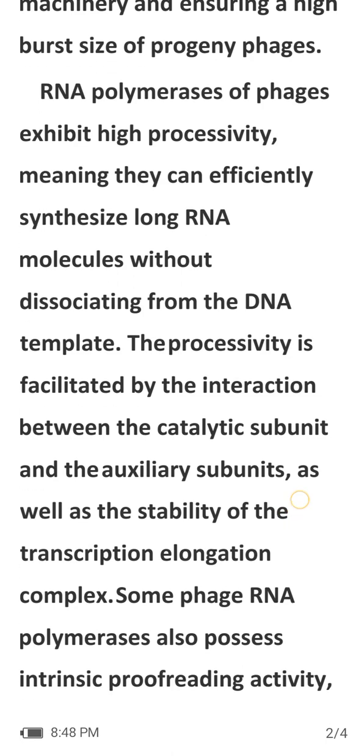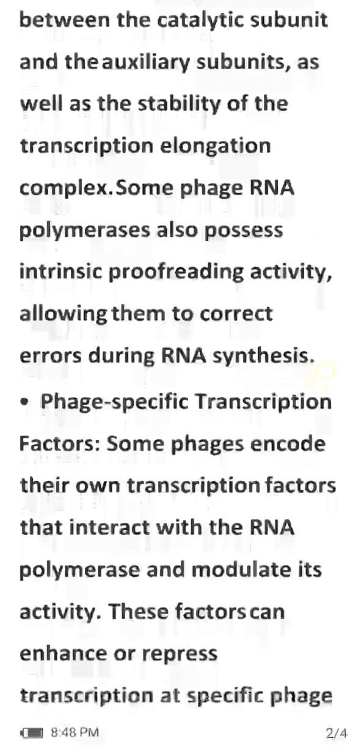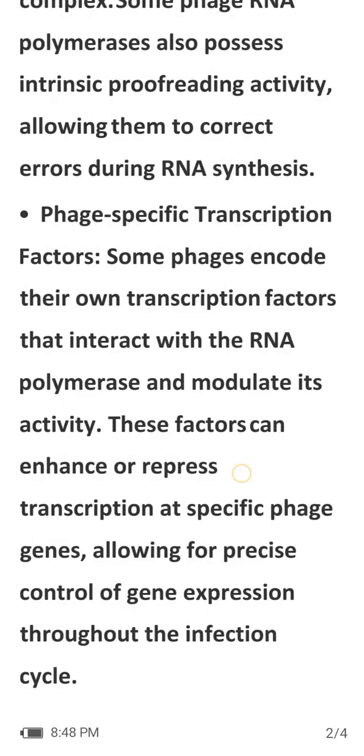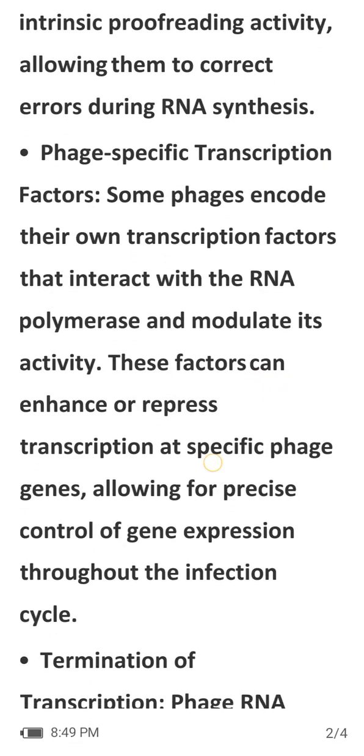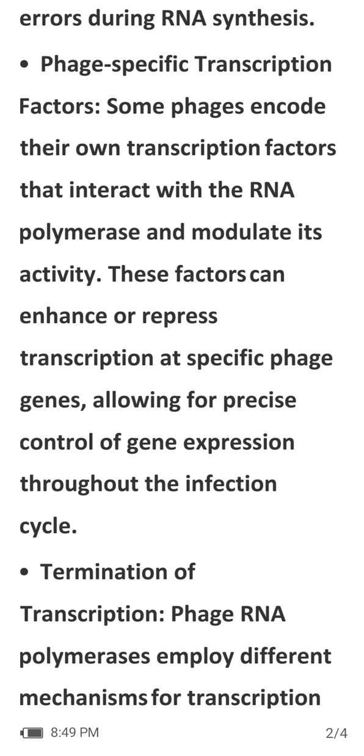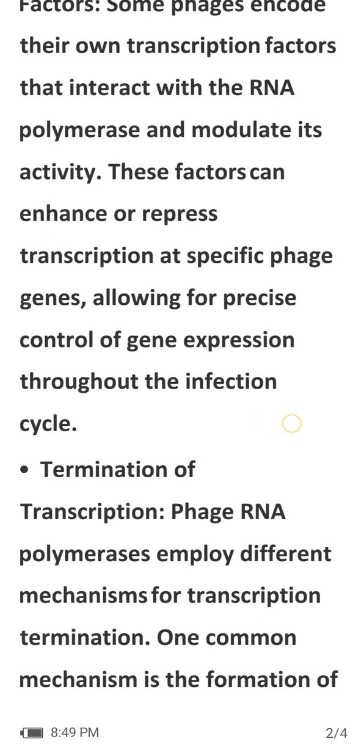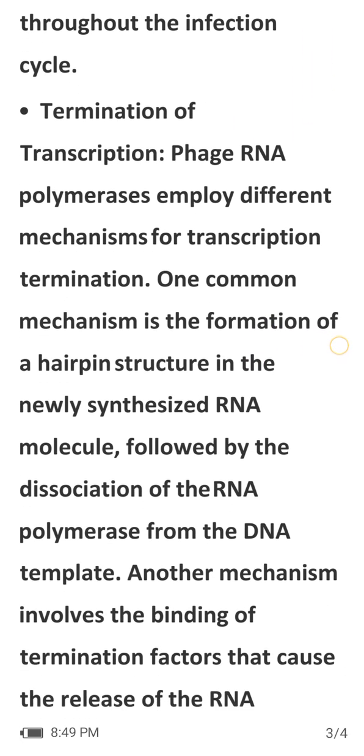Some phage RNA polymerases also possess intrinsic proofreading activity, allowing them to correct errors during RNA synthesis. Phage-specific transcription factors: some phages encode their own transcription factors that interact with the RNA polymerase and modulate its activity. These factors can enhance or repress transcription of specific phage genes, allowing for precise control of gene expression throughout the infection cycle. Then termination of transcription.